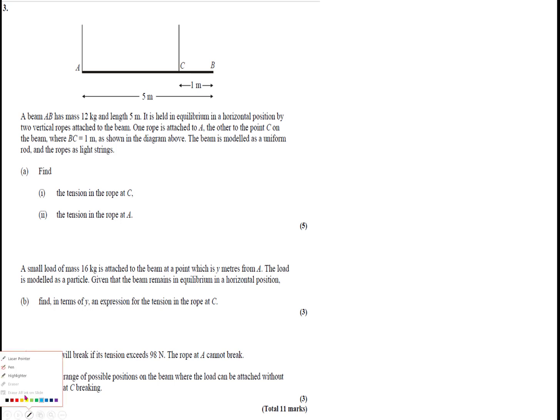Okay, let's look at the keywords. Use a highlighter here. A beam has mass 12 kilograms, length 5 given in the question, equilibrium, got 2 vertical ropes, so we're going to get a tension. We can see it's attached to A and C, BC equals 1 meter, and it's a uniform rod. That's the main thing. Light strings means no weight on the strings.